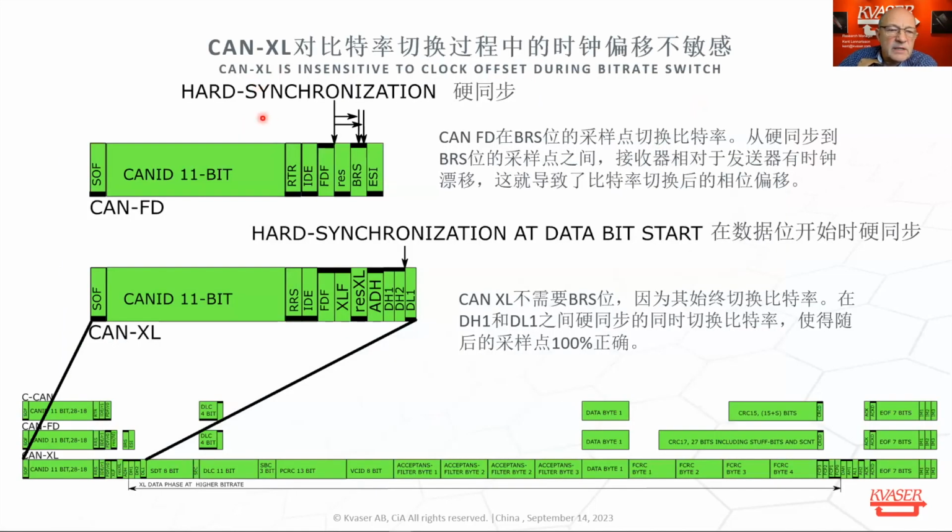In CAN-FD, we introduced a bitrate switch, which is to increase the bitrate. The problem is that the arbitration, the priority mechanism, depends on the delay in the system. So it has limits. If you increase the bitrate, the bits get shorter and the cable length gets reduced.